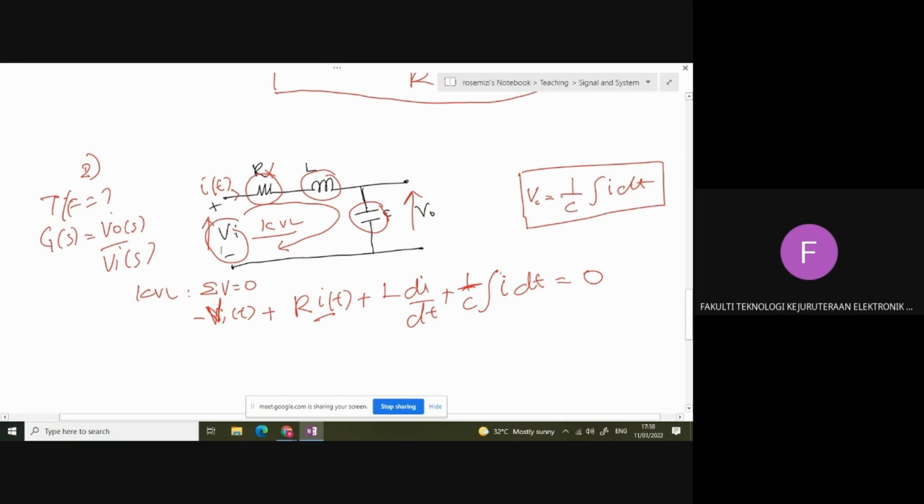Now is Vout. Here you know that Vout is equal to V at the capacitor. This one is parallel. So that means Vout equals VC. Vout equals VC equals 1 over C integral I dt.